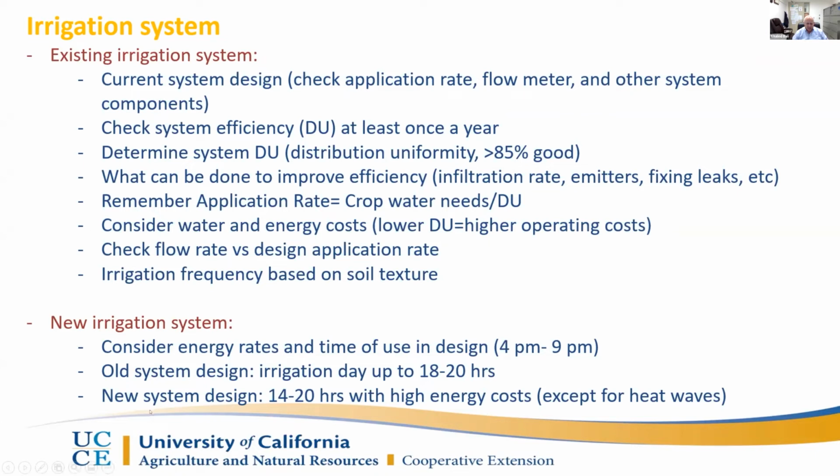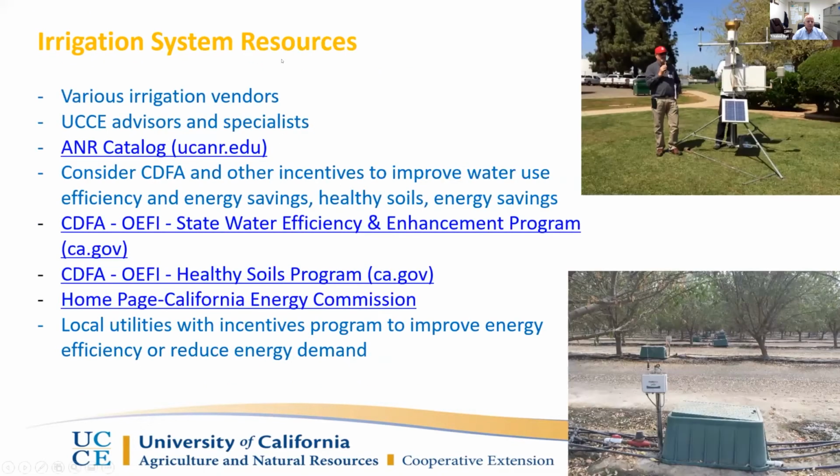Well, now with a new system design, if you want to consider energy cost, I want to avoid irrigating from 4 to 9. So my day is no longer 24 hours. My day is now 19 hours, and I want to irrigate for less than 19 hours. I also want to have a few extra hours in case something goes wrong with the system and I need to fix it. So typically with the new irrigation system design, I'm going to get a higher application rate, a little bit different design than the old way.